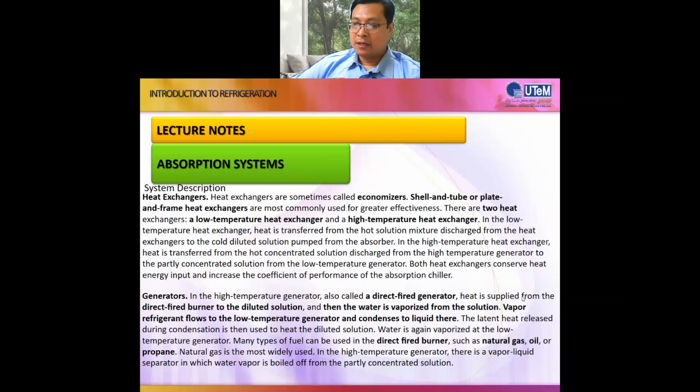Generator, as mentioned in the figure on the previous slide, the generator creates the high temperature to boil the water, and this one we call the generator. The generator creates the high pressure, and that allows the cycle to work.